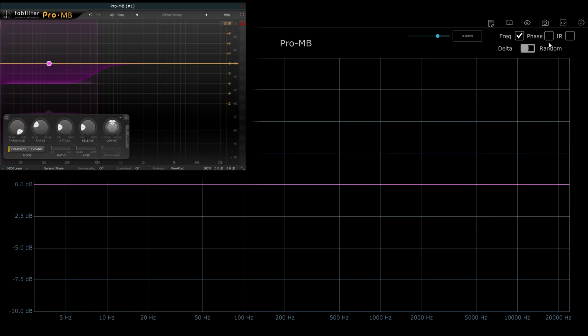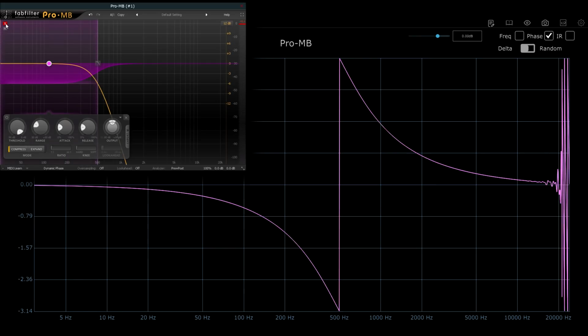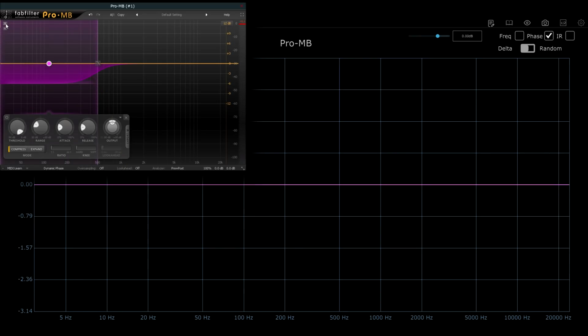If I switch Plugin Doctor to show phase instead, we still see just a flat line. That's because we're in dynamic phase mode, which doesn't actually put any crossover filters in the signal path at all. At least, not unless I solo or mute bands. Dynamic phase mode is actually, strictly speaking, dynamic EQ.